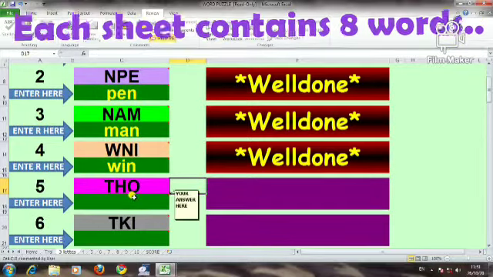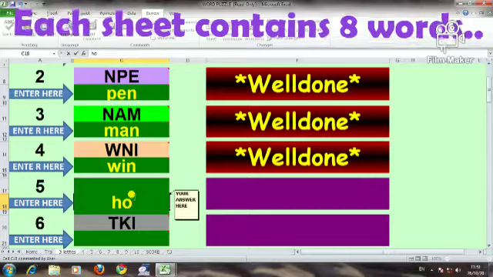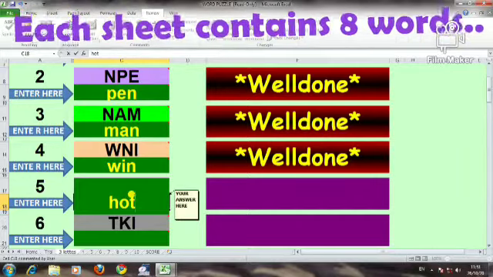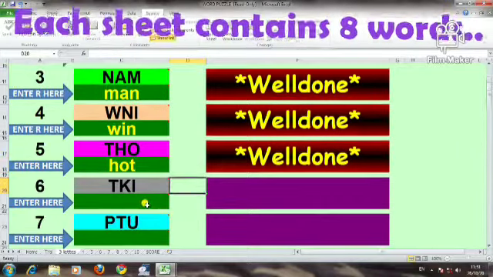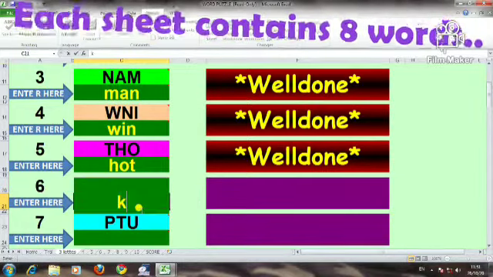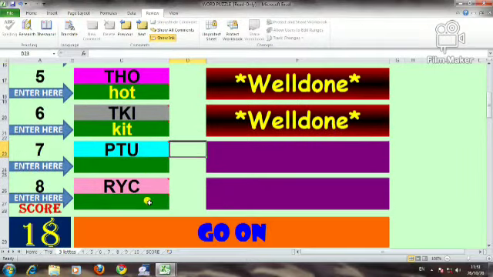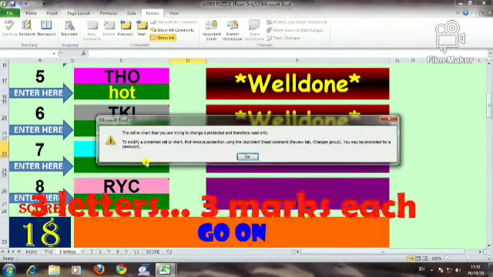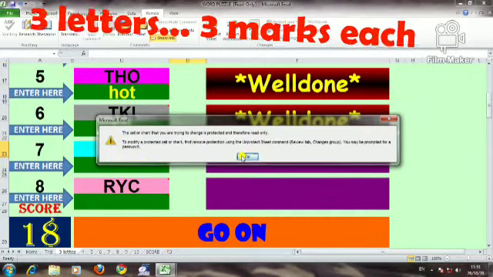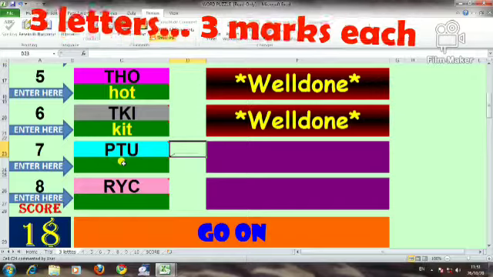Now using THO, what can we make? See, hot. What is the word? Now we are coming to the next, TKI. Kit is the word. Then you see PTU. Put. Yes, put is the answer here. We have to enter the answer here itself in the green column itself.